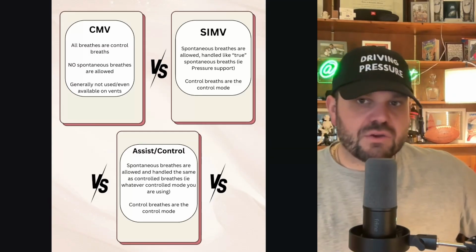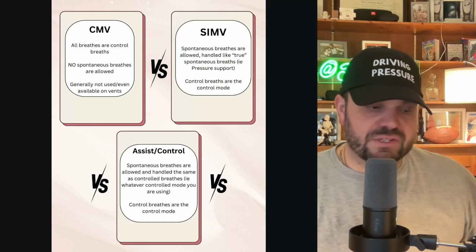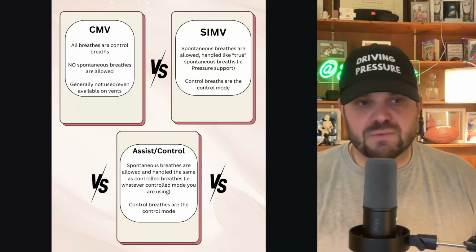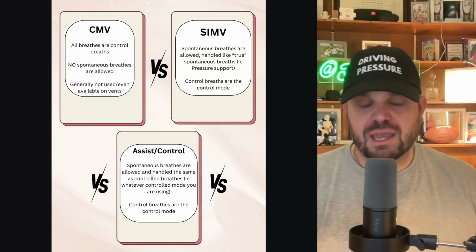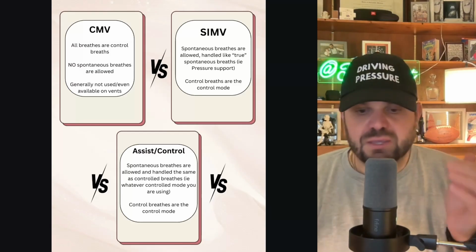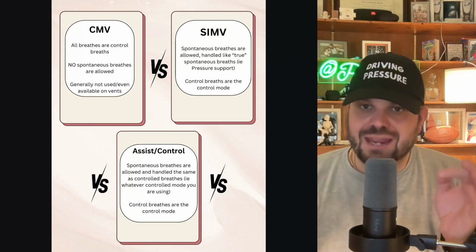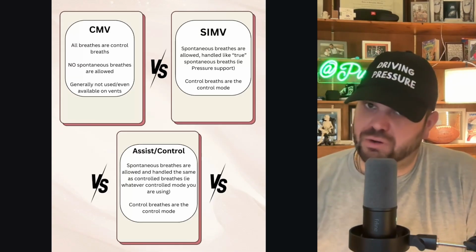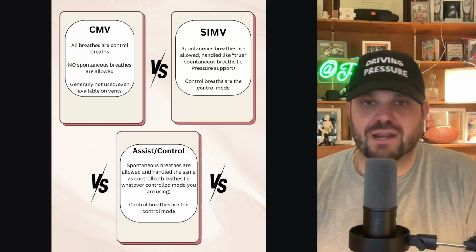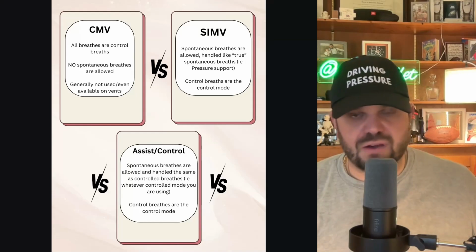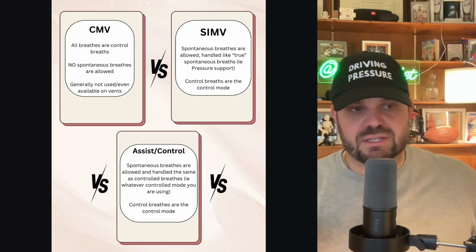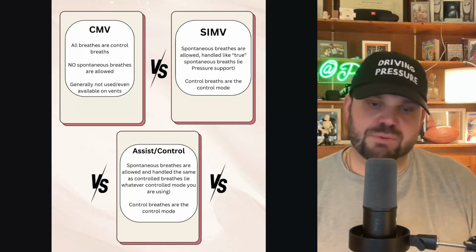In SIMV, so SIMV-PC, SIMV-PRVC, SIMV-VC, the controlled breaths are whatever you set. So SIMV-PC, the controlled breaths would be pressure control. I think when people think of SIMV, they often think of SIMV-PC, so we'll use that as an example. The spontaneous breaths are not handled as the controlled breath. So in SIMV-PC, controlled breaths are pressure control. Spontaneous breaths are handled as pressure support. Same thing with SIMV volume control: controlled breaths are volume control, spontaneous breaths are pressure support. SIMV-PRVC, controlled breaths are PRVC, spontaneous breaths are pressure support.